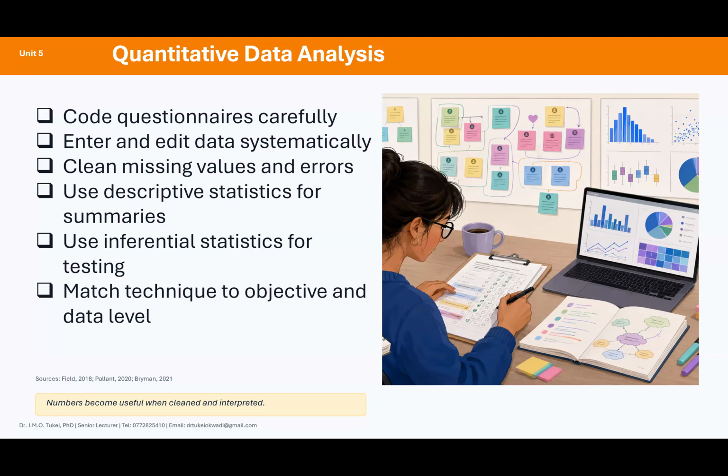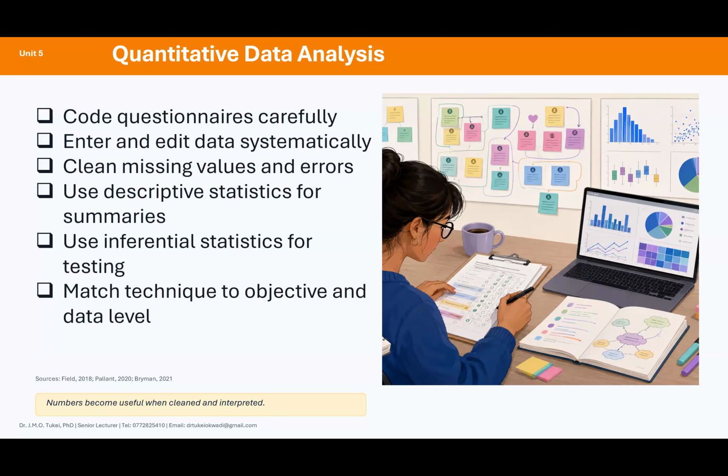Colleagues, I want to engage you. What checks should be completed before running inferential statistics? The key message here is numbers become credible evidence only when they are clean, analyzed appropriately, and interpreted honestly. We're coming towards the end, colleagues.